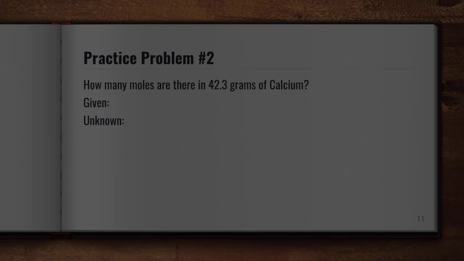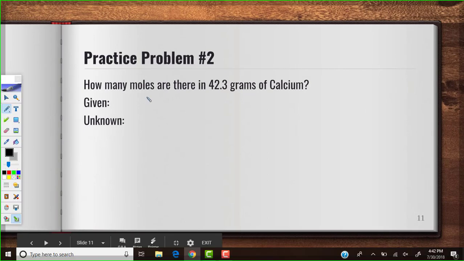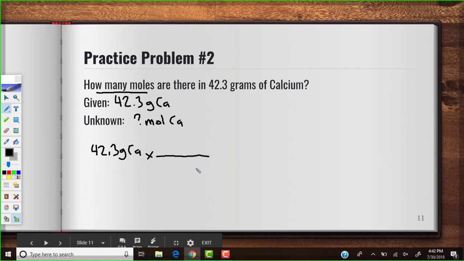Now let's try some problems together. So let's take a look at this problem. How many moles are there in 42.3 grams of calcium? Well, what's our given? In the problem we're given 42.3 grams of calcium. And then our unknown, our question, is asking how many moles of calcium do we get? So we start with what we know, 42.3 grams of calcium. Again, we're doing a dimensional analysis problem here.